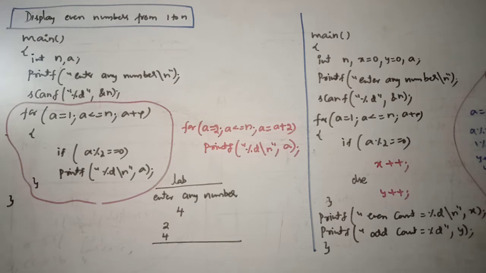So you need to read the number from keyboard. 1 to n. We don't know the value of n. You need to read it from keyboard. Look at the for loop clearly. a is equal to 1, a less than or equal to n and a plus plus. So the loop starts with 1 and ends with n, incremented by 1.